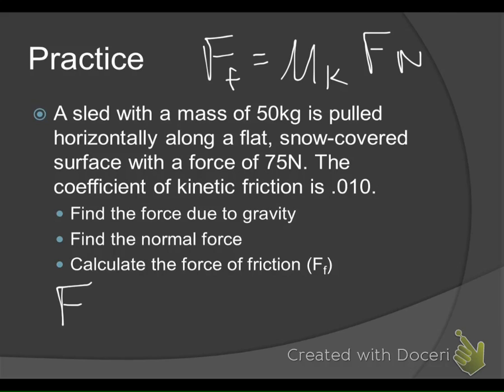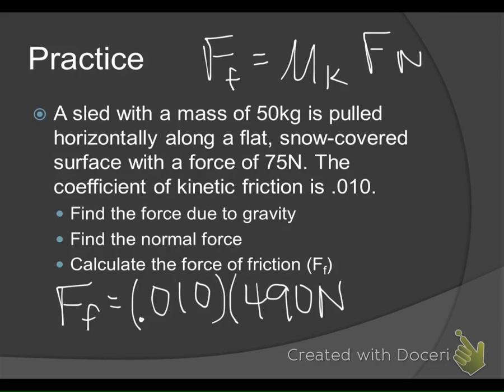Okay, so force of friction equals coefficient times the normal. So we want to calculate F of friction. Do we have the coefficient? Yeah, it's 0.010. And do we have the normal force? Yeah, it's 490 newtons. Okay, the coefficients don't have units, so you don't have to worry about that if you're solving for them or if you're putting them in your equation. They don't have units. So what do we get for our frictional force? 4.9. Okay, good. 4.9 newtons.